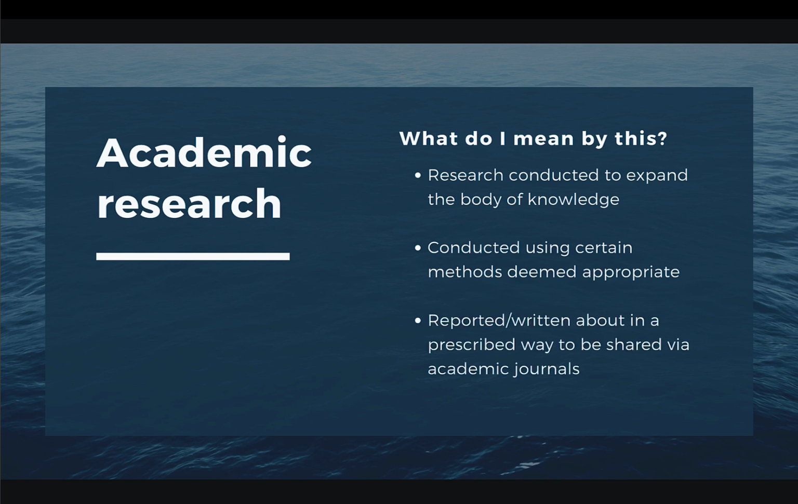The final characteristic of academic research is that this kind of research exists within a larger system where people are constantly doing research to learn new things and expand the body of knowledge. You'll learn more about this in the next lesson. What you should know for now is that in addition to being conducted in a certain way, academic research is also reported or written about in a certain way so that it can be shared, usually in academic journals.